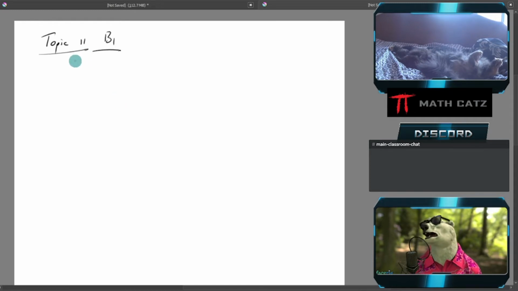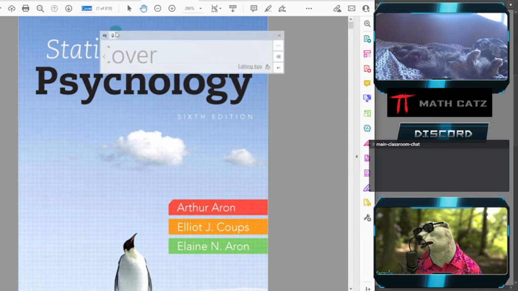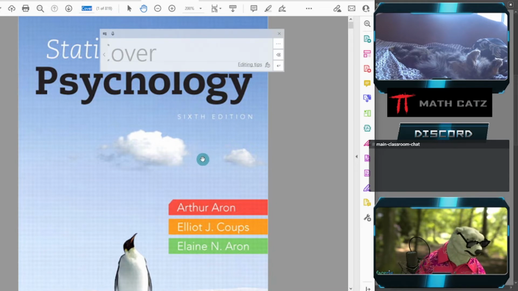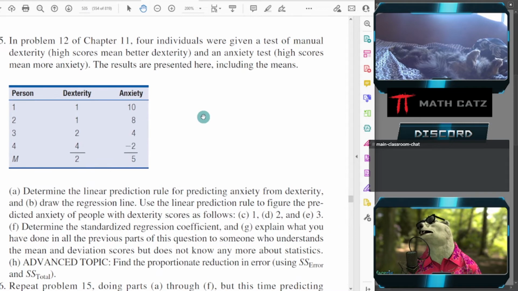So we have already done a lecture on this topic. Now we are looking at a specific problem, a representative problem, and seeing all the things we should be able to do by hand to understand the inner workings behind this type of question. The book, as always, is Statistics for Psychology. We're going to go to page 535, looking at problem 15.